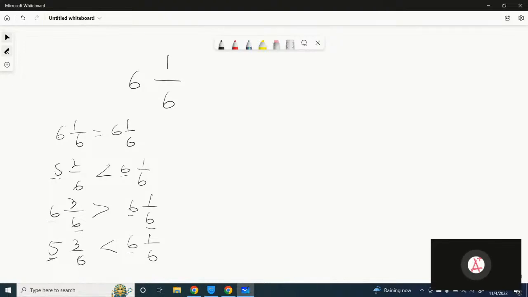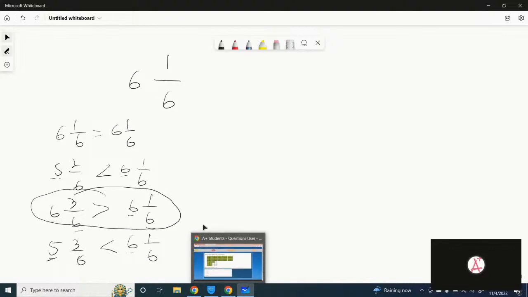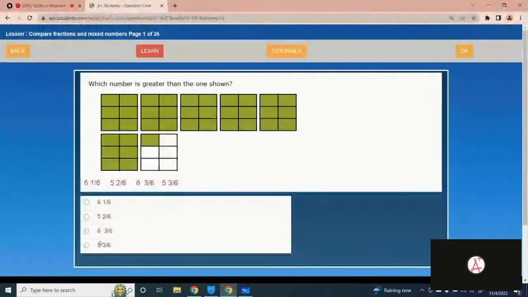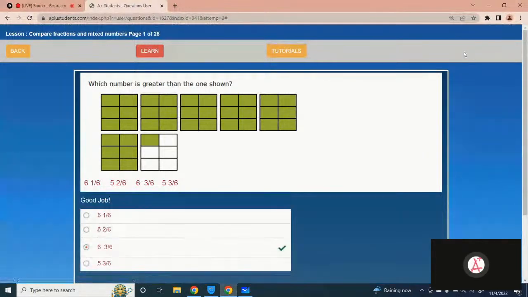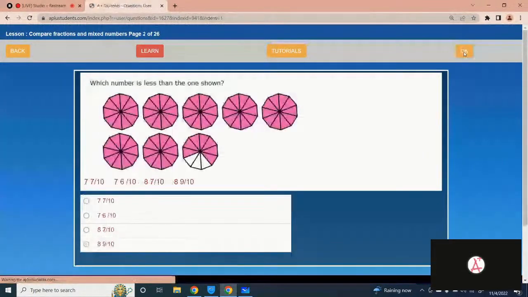So which one is greater than 6 whole 1 by 6? Just this one. 6 whole 3 by 6 is greater than 6 whole 1 by 6. Got it? So it would be 6 whole 3 over 6. So just select the correct option and click on the OK button.